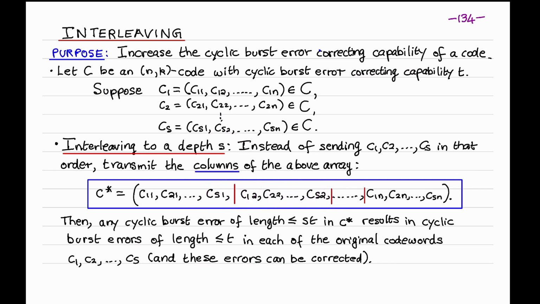To summarize, if C star is transmitted and there is a cyclic burst error of length at most ST, then we can de-interleave the received word R star to get length n vectors R1, R2 up to RS. And then the decoding algorithm for R1, R2 up to RS recovers C1, C2, and CS.